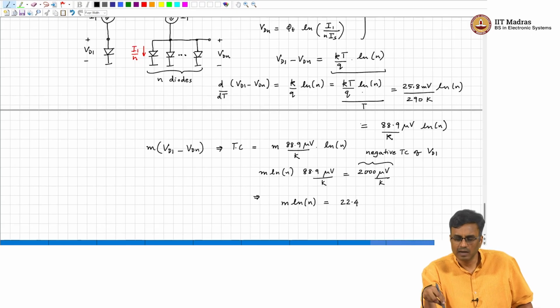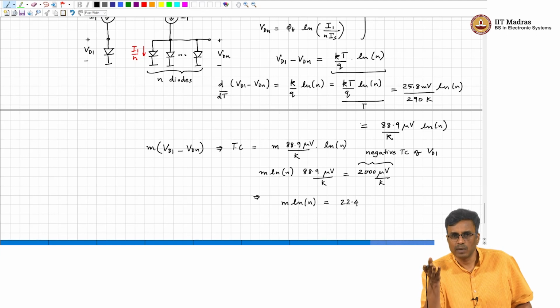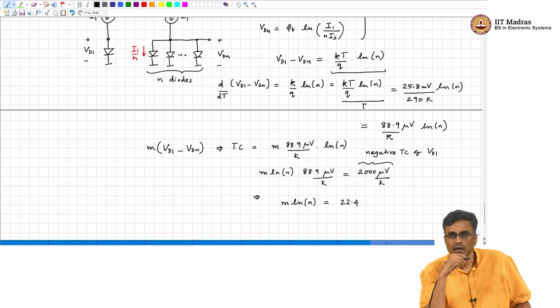Can you check if kT by q is actually 25.8 at 290 or 300? What is k? k is 1.38 into 10 power minus 23, T is 290, q is 1.6 into 10 power minus 19. What is kT by q at 290 Kelvin, man?